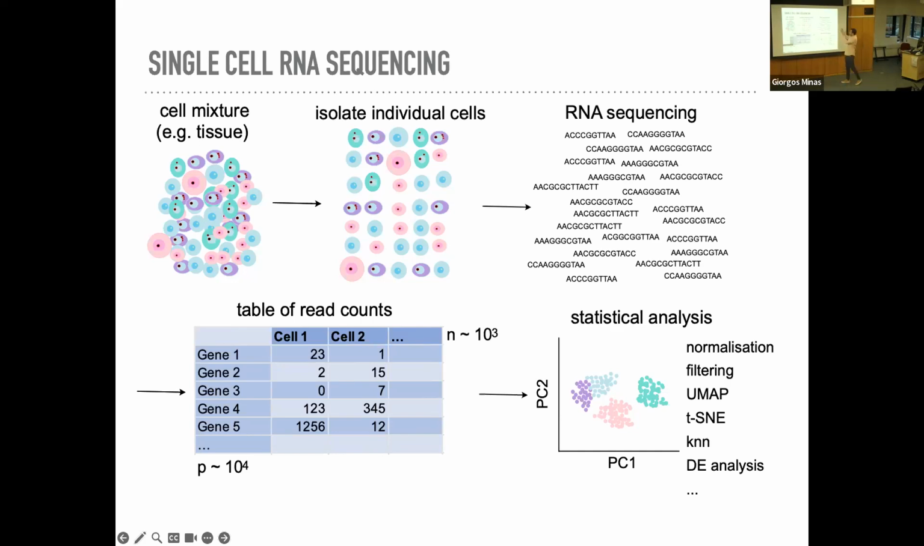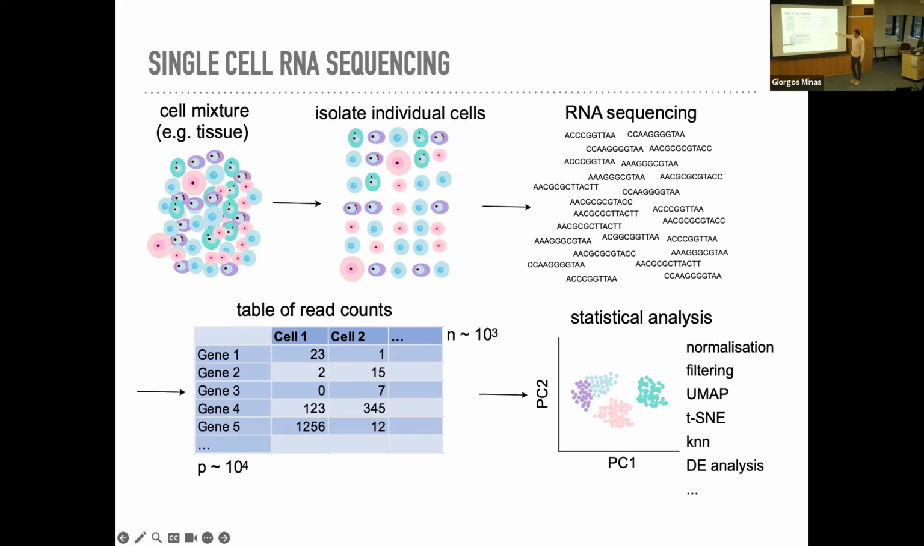Then the DNA is cut in pieces and you do sequencing, so reading the sequences of DNA, and you put everything together in this big table, where, for example, the 7 here would say that we have 7 copies of gene 3 in cell 2, the second cell. And this is high dimension. This is the sample size. This is the number of genes we typically start with, at least.